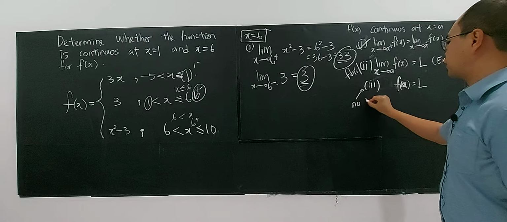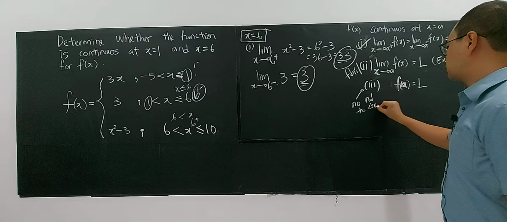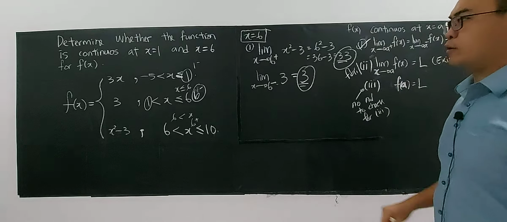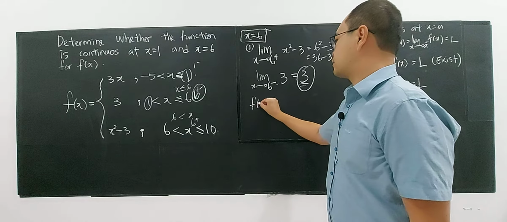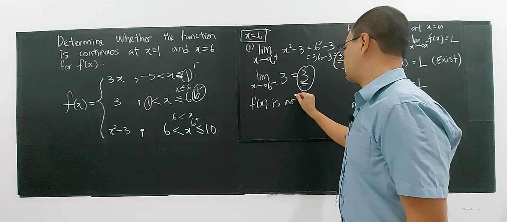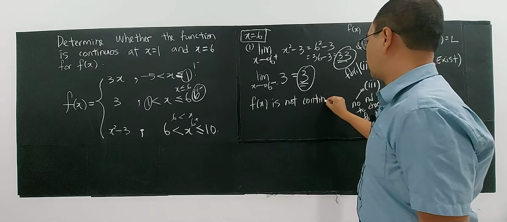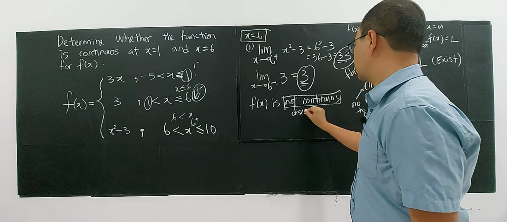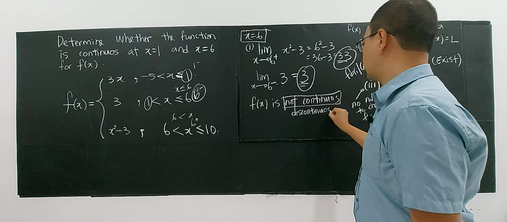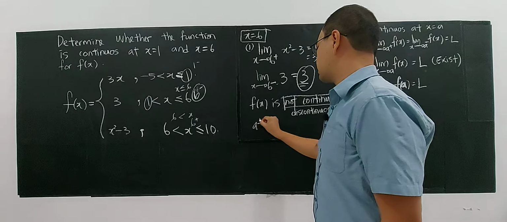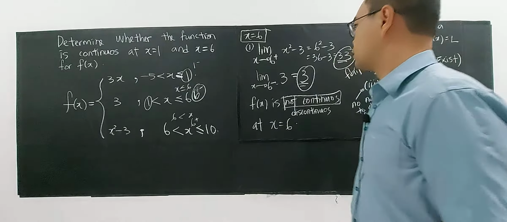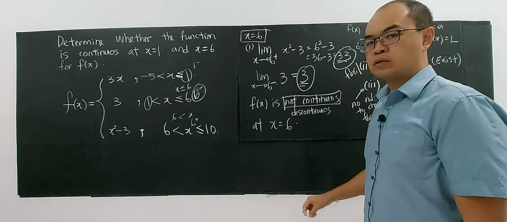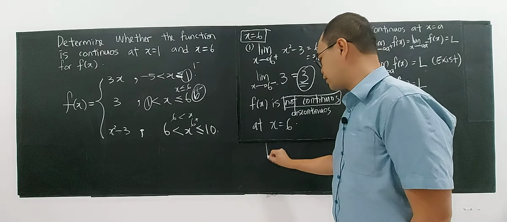So there is no need to check for the third condition here, because 2 has already failed. So it means that f(x) is not continuous, or you can write this as a synonym, discontinuous. Alright, f(x) is discontinuous at x equals 6. If they ask you to state the reason, it is very simple.